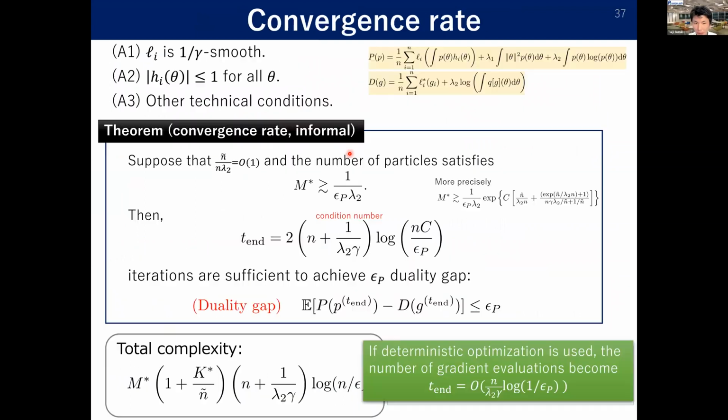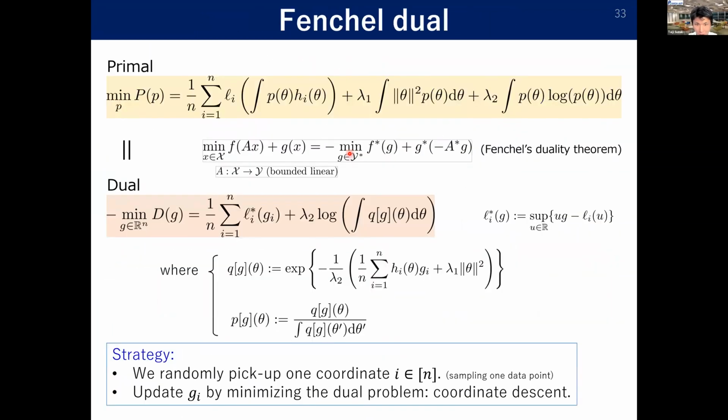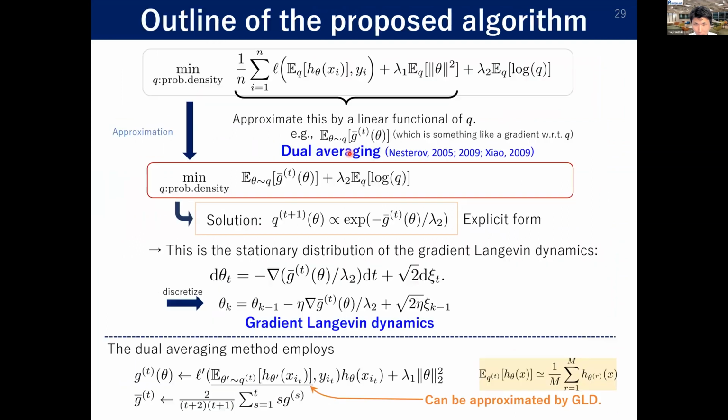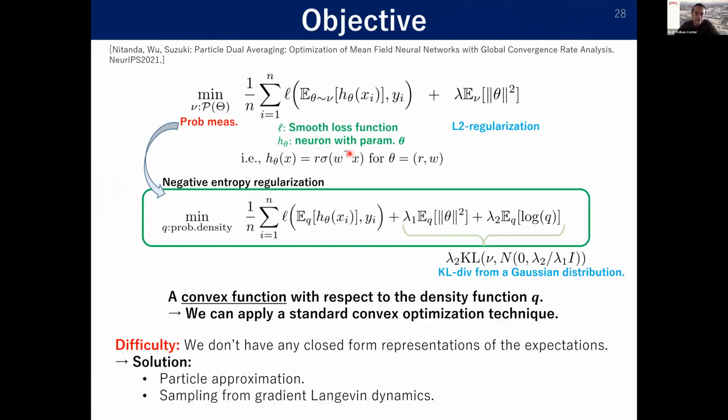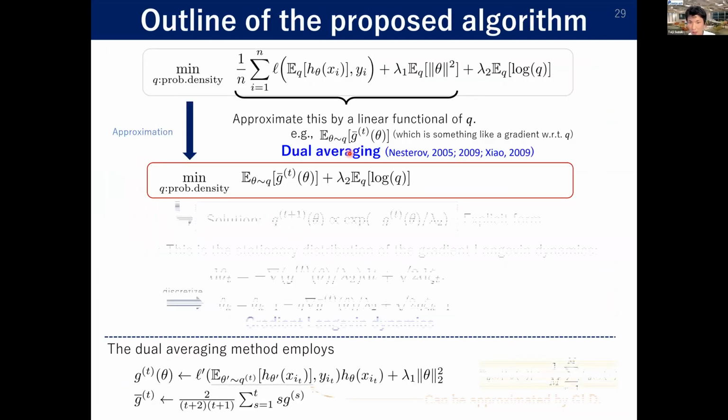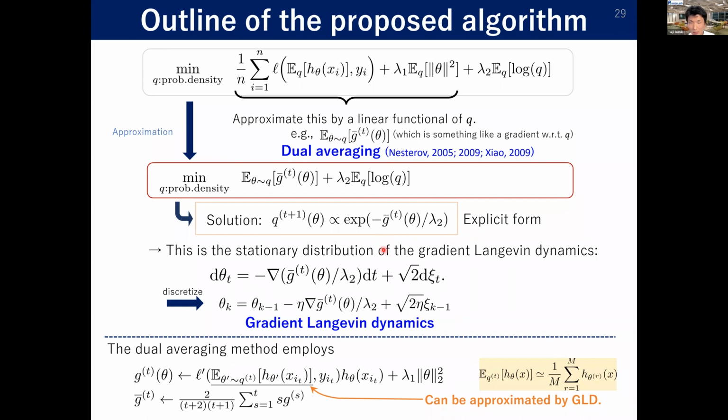Yeah, I see. So you mean this one? Maybe around here. Okay. So the strategy is that we sample around the particle from this distribution by Langevin dynamics. Is that the strategy? Yes, that's right.